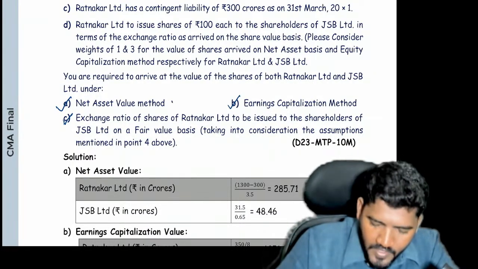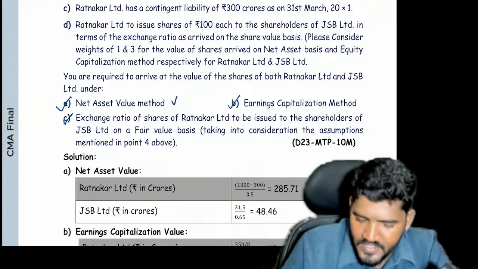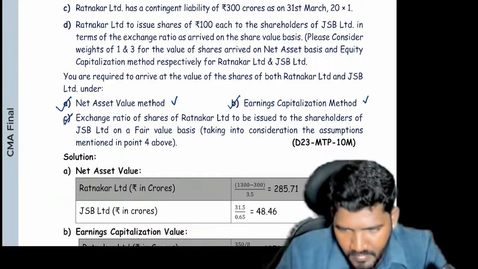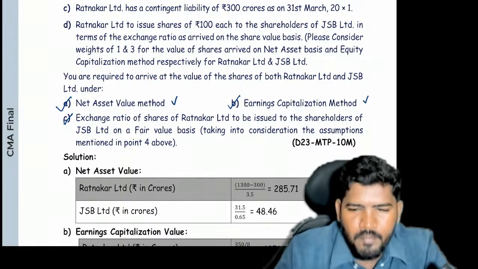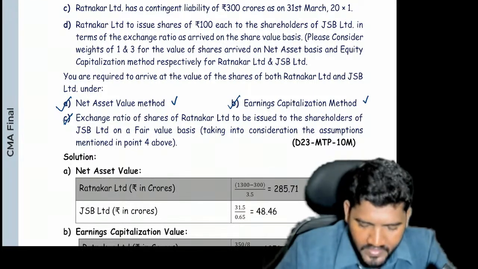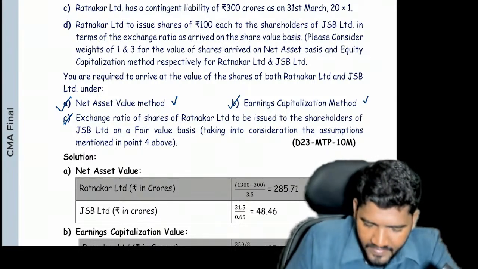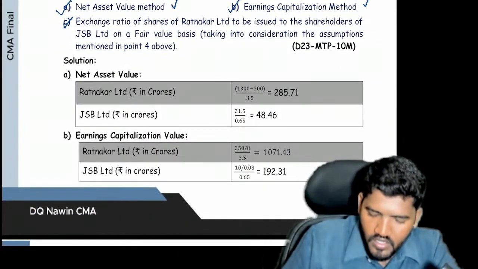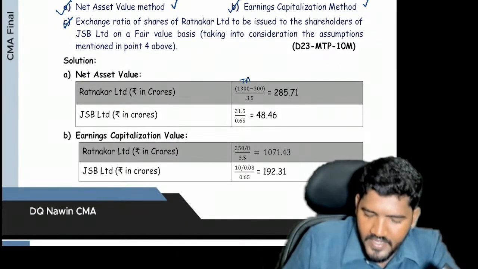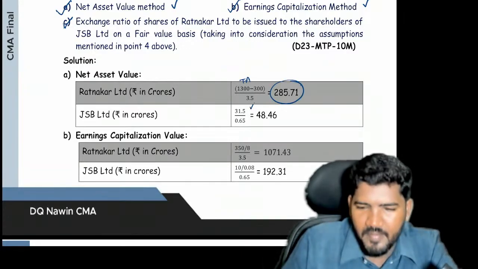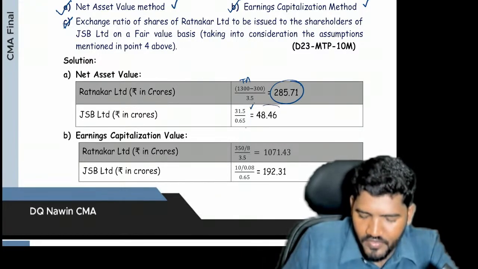In the net assets point of view, the two companies have two market prices. In the earning capitalization point of view, the two companies also have two market prices. But for swap purposes, I want only one market price for each company. For that, they provided weights 1 and 3. Now, net assets point of view: total assets minus external liability divided by the number of shares. I think there is no external liability.